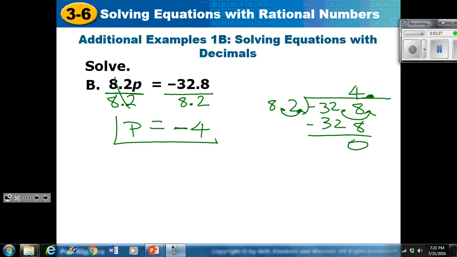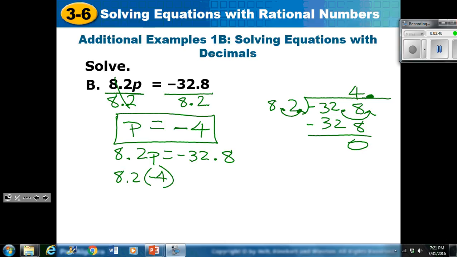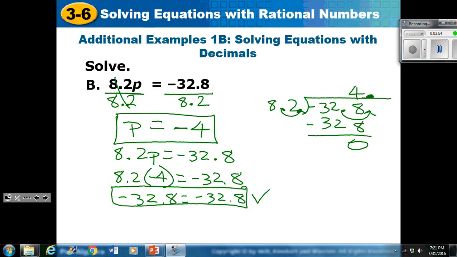There's our answer. I'm going to show you the check again. Copy the original problem. Plug in your answer for the variable. And then when you multiply this out, you will indeed get negative 32.8 equals negative 32.8. The check there is probably more trouble than it's worth. But that does show you that your answer is correct.